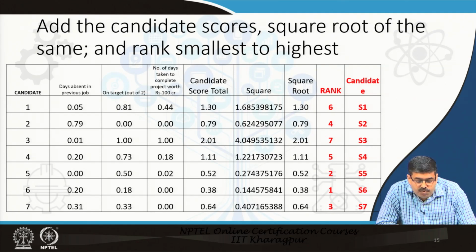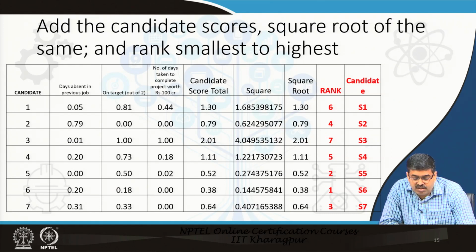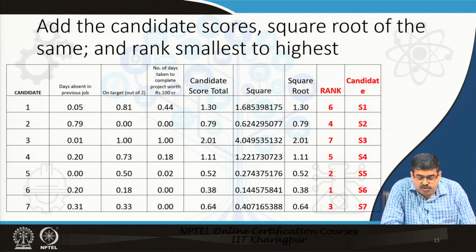The next one is 0.52, the next immediately closest distance, is candidate number 2. Third one is candidate number 7. Okay. So, 0.64. So, the first candidate is S6, second candidate is S5, third candidate is S7.